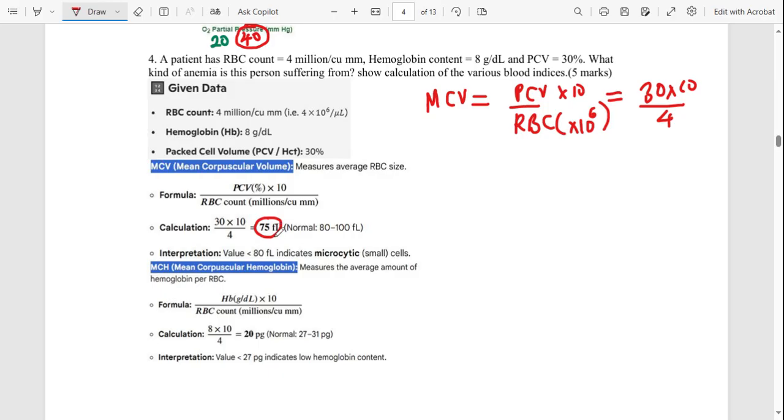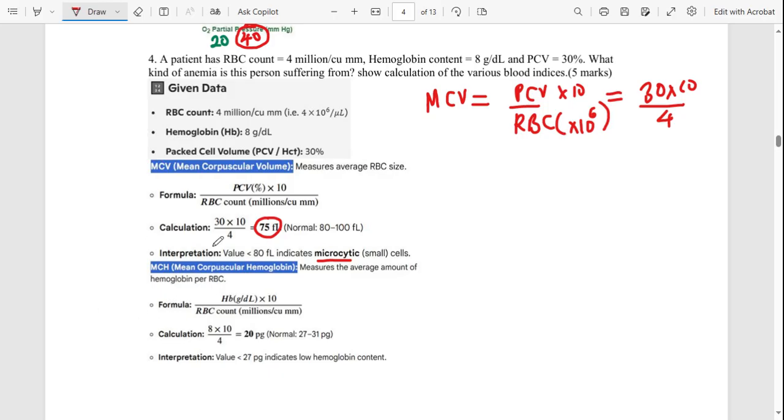Now the mean corpuscular volume, the normal value is between 80 and 100. The unit is femtoliters. So 75 is below 80. And mean corpuscular volume tells you the size of the red cells. So this means that this is a small cell because the value is smaller than normal. So that is a microcytic red blood cell.